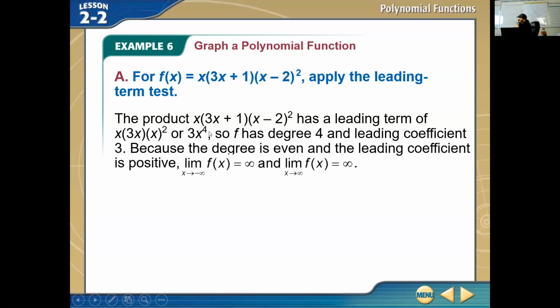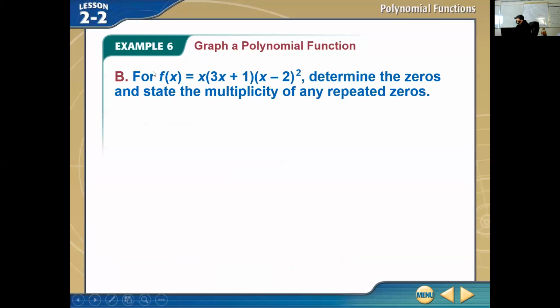So since it has a 4 as the exponent and our leading coefficient is positive, we know that our graph is going to have end behavior that points straight up. It's going to be like a parabola that's up because it has an even degree and a positive coefficient. That's what determines our end behavior here. So the limit as x goes towards negative infinity of f of x equals positive infinity. And the limit as x goes towards positive infinity of f of x goes towards positive infinity.